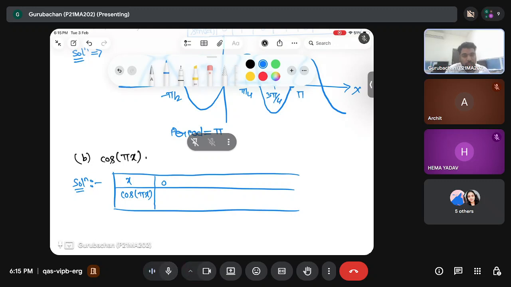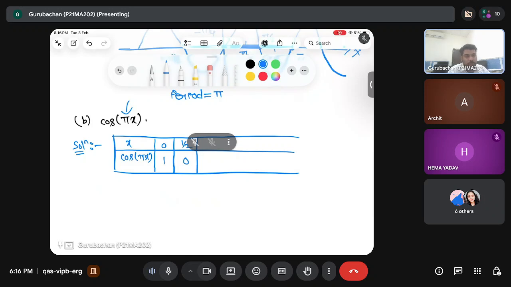So if you put values at 0, cos 0 will be 1. At half, we will not put pi by 2, 3 pi by 2, because here there is already pi in the multiple of x. So we will put 1 half, 1 by 4 like that. So cos of 1 by 2 is 0. Next, at 1, cos pi is minus 1.